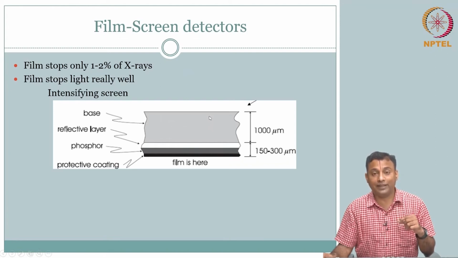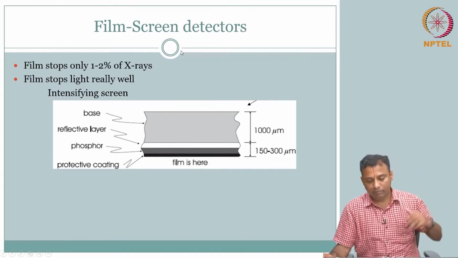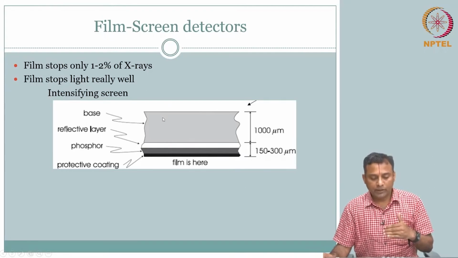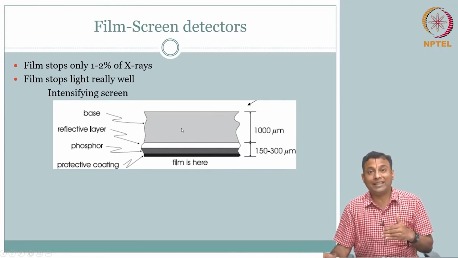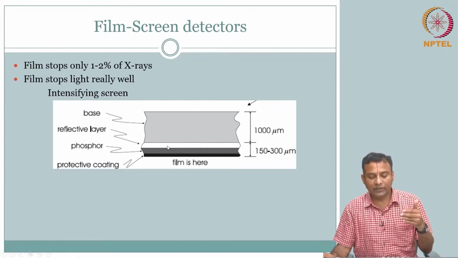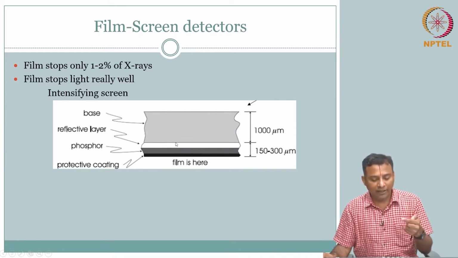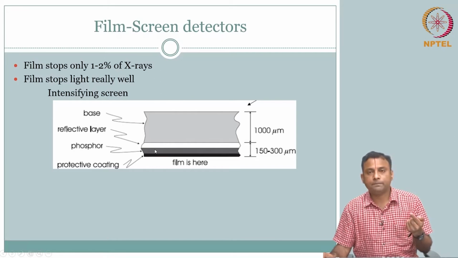These are all supposed to be transparent, right? They shouldn't interact with the X-rays. The X-rays should pass, because that's coming from outside the body. So these are all supposed to be transparent to the X-rays, but they just provide some mechanical sturdiness. The film cannot hang in air, right? So the intensifying screen is there to support. You have some base. After that, you have a reflective layer. What is the reflective layer? We'll talk about it after we talk about this phosphor.